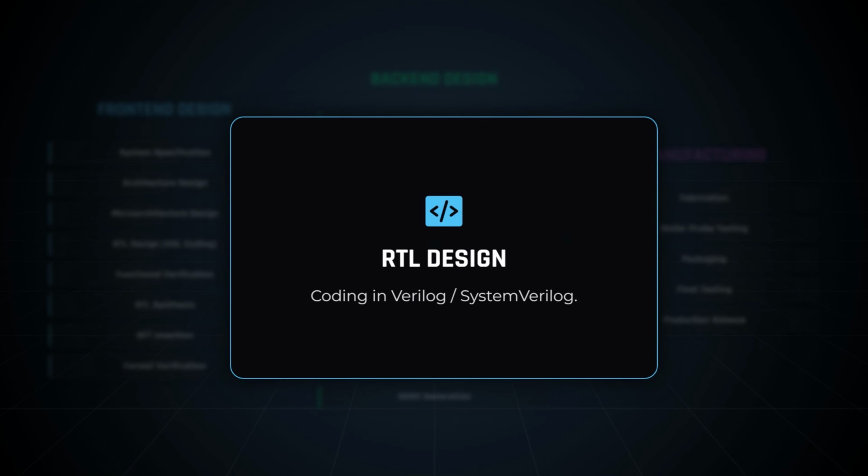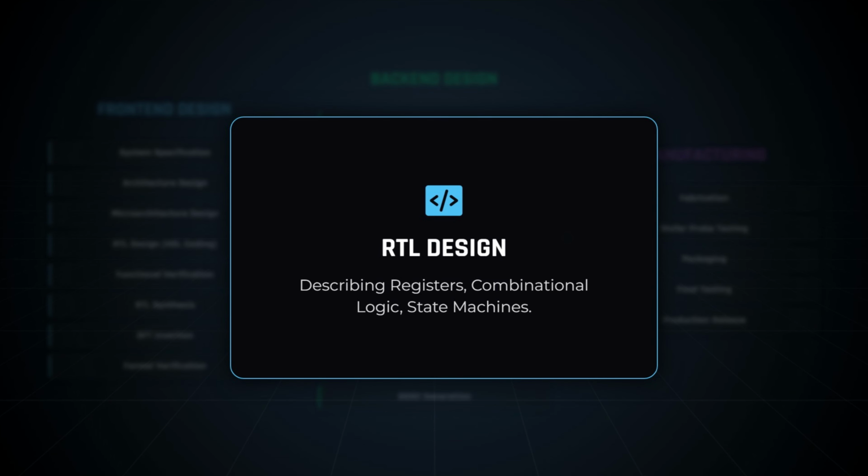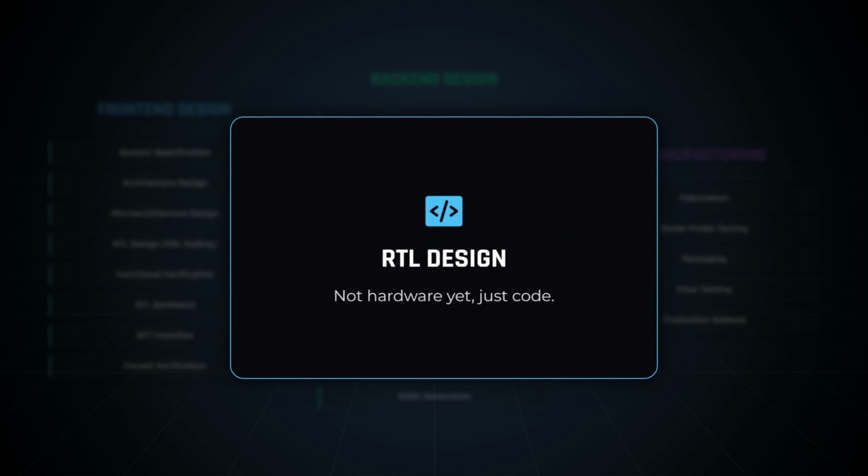4. RTL design, HDL coding. Now engineers write the design using Verilog, VHDL, SystemVerilog. This is where actual coding starts. We describe registers, combinational logic, state machines. This is still not hardware, just code describing hardware.